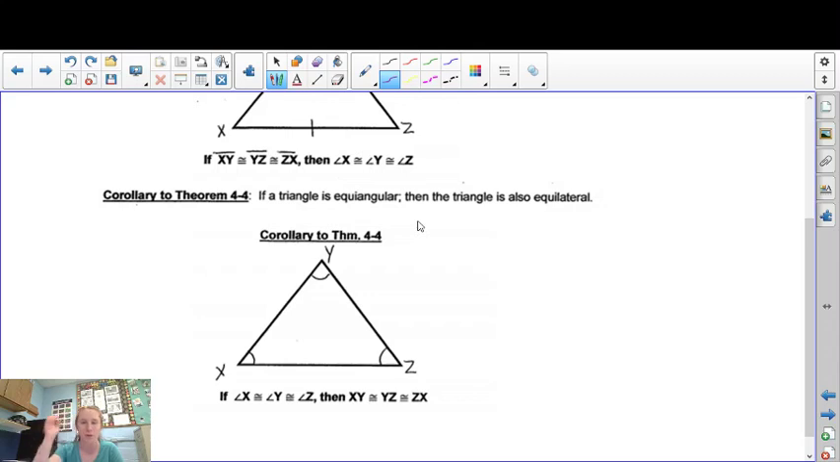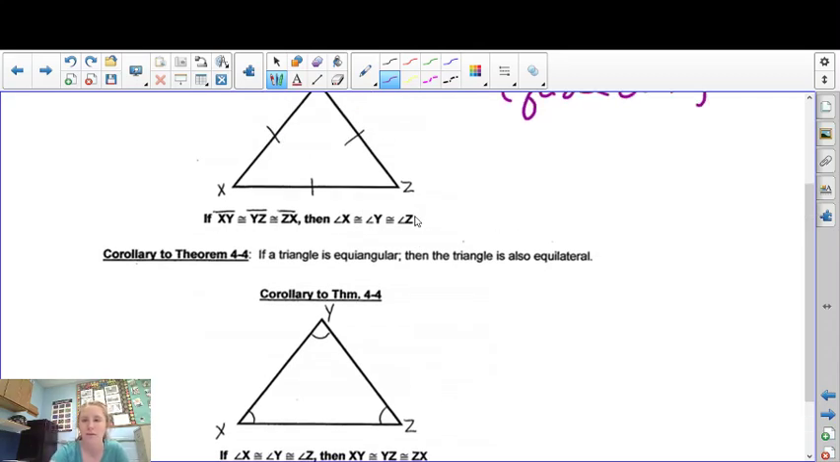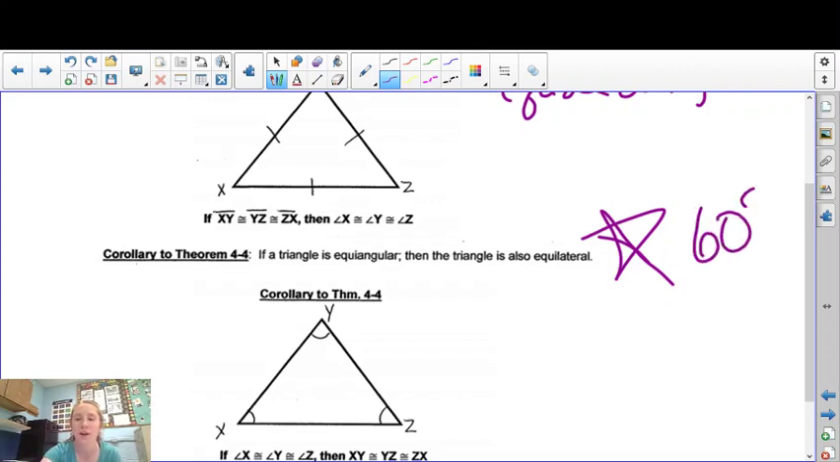And that would also mean, let's think about this logically, all of the angles in a triangle add to 180. You have three angles, 180 divided by 3 is 60, so each angle would have to be 60 degrees. And for some reason, my zeros want to look like a 6 today.